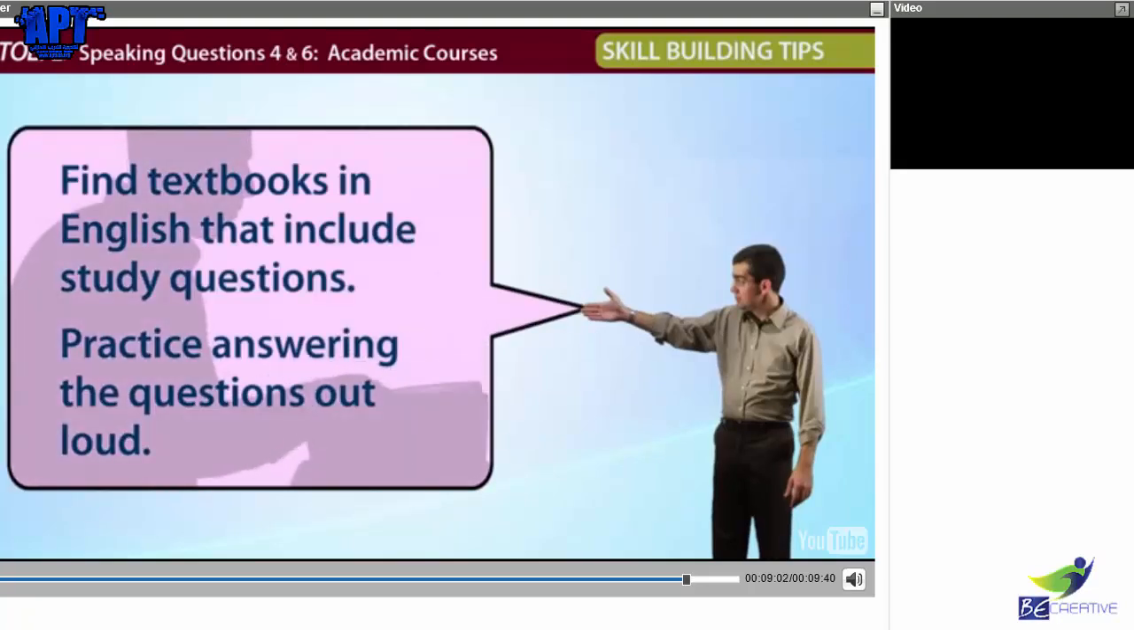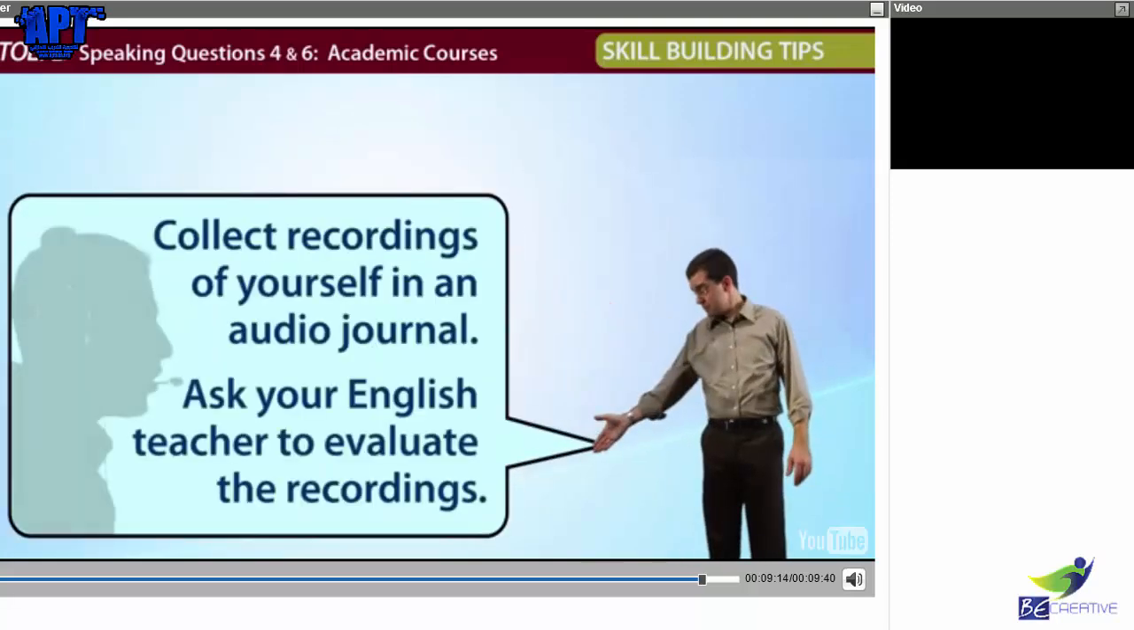3. Find textbooks in English that include study questions at the end of each chapter and practice answering the questions out loud. Start with subjects you're familiar with and then move on to less familiar subjects. 4. If you're recording yourself, collect your recordings in an audio journal. Ask your English teacher to evaluate your recordings using the TOEFL speaking rubrics.